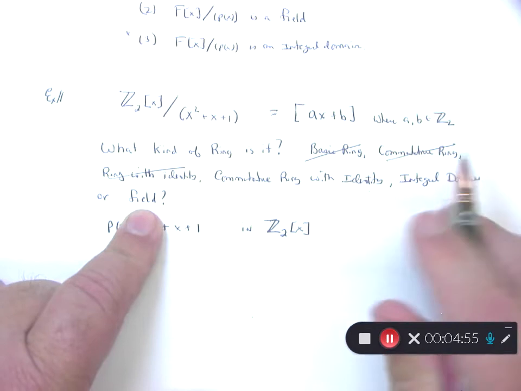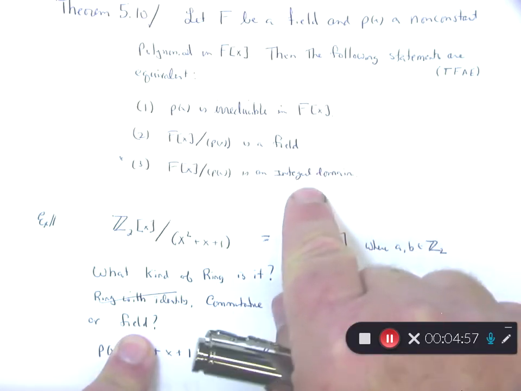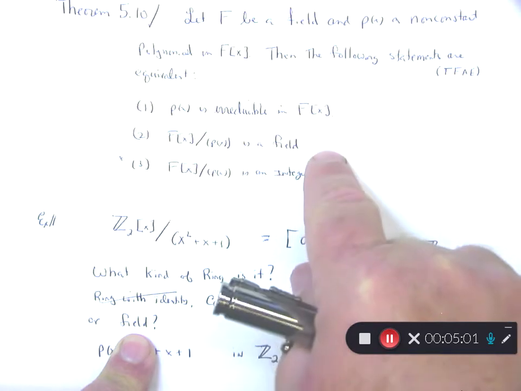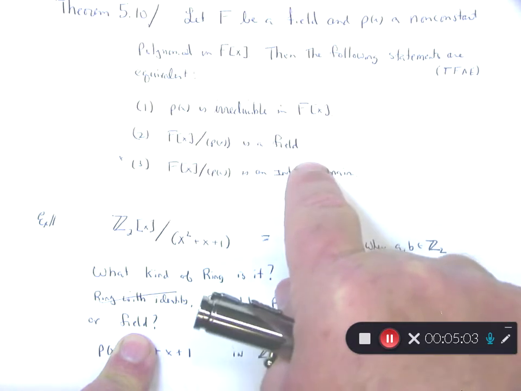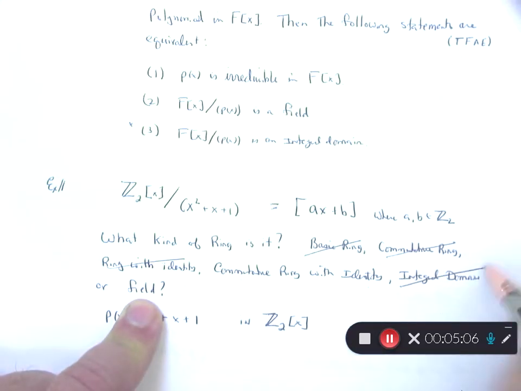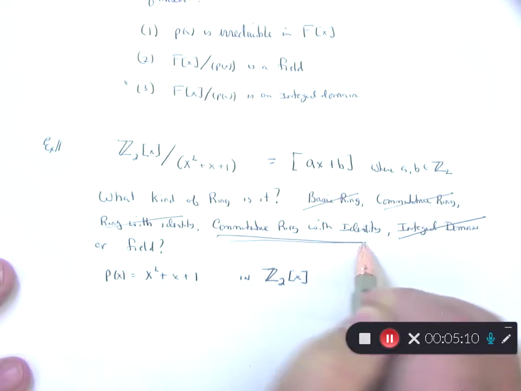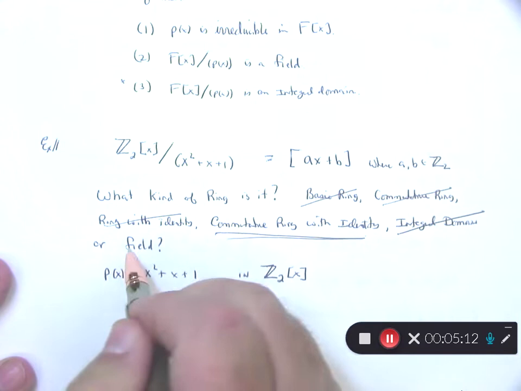Well, we know, thanks to this theorem up here, that integral domains and fields are the same thing, because when you get an integral domain, actually all the non-zero elements end up being units, so you might as well call it a field. So don't call it an integral domain, so knock that out. So there's really only two options in this world. It's either going to be a commutative ring with identity, or it's going to be a field. Now you've got to figure out which one.